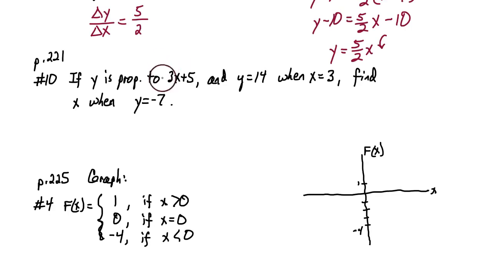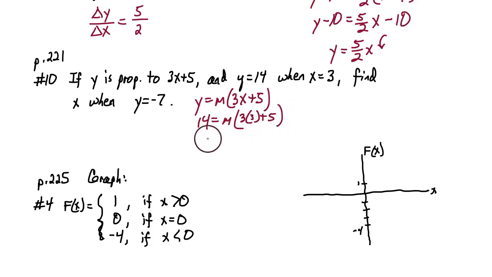Page 221, we're told that y is proportional to 3x plus 5. That means there's an equation, y equals some number times the 3x plus 5. To figure out what that number is, let's substitute 14 for y and substitute 3 for x. And then solve this. 14 equals m times 3 times 3 is 9, and 9 plus 5 is 14. So m equals 1. Let's rewrite our equation now that we know that m is 1.